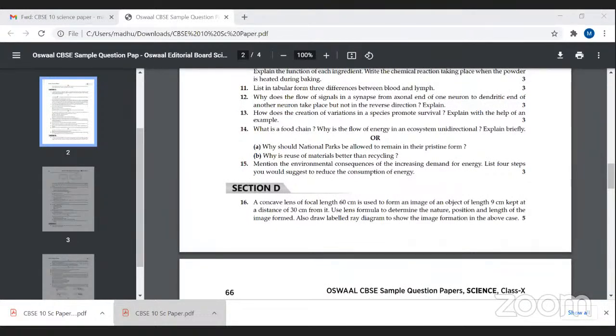Question number 14 of section C. What is a food chain? Okay, anyone else? Why is the flow of energy in an ecosystem unidirectional?